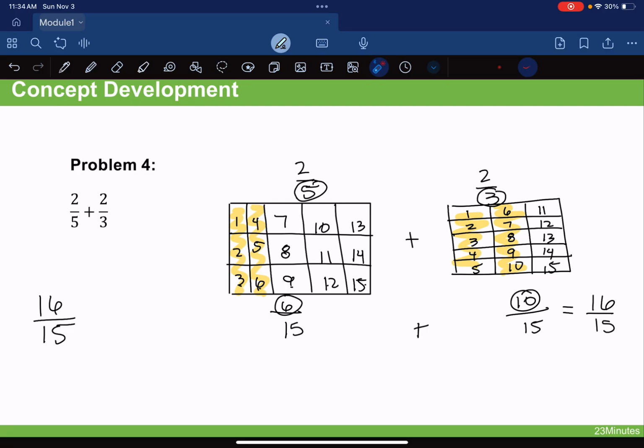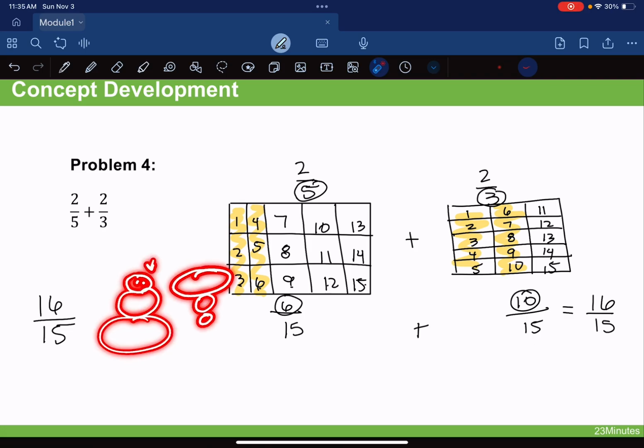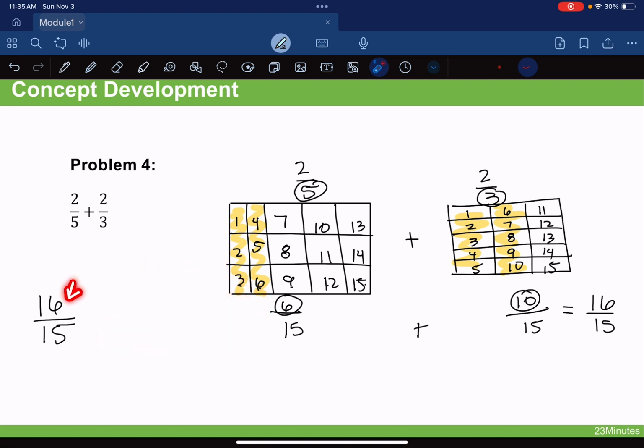But we do want to change this improper fraction. I refer to it as a snowman. If you're thinking about a snowman, the bottom of your snowman is bigger than the top. If it was the opposite way, I bet your snowman would kind of fall over. He's not going to stay up. So your top needs to be smaller than your bottom. Your numerator needs to be smaller than your denominator.